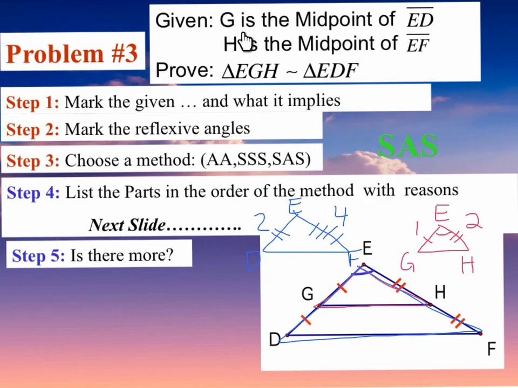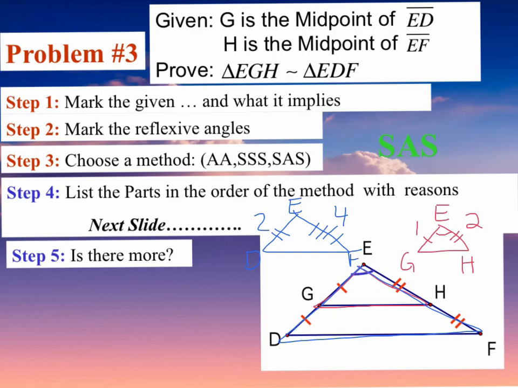So we're given that G is the midpoint of ED, and H is the midpoint of EF. And we're trying to prove that this large triangle, which is the blue one here, is similar to the smaller triangle, which is the red one here. I think it actually kind of goes backward. The red one is first, which is the smaller triangle, is similar to the larger triangle, which is the blue one here. So I marked the given and what it implies.